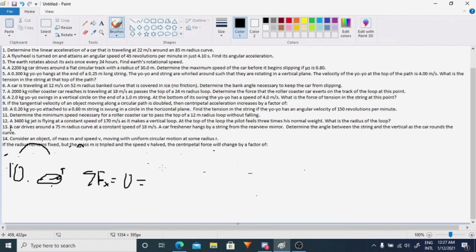It's just going to be tension, which is pulling the object to the left at this point. That's tension. And then force centripetal is the only thing pulling it to the right. So minus force centripetal, therefore tension equals force centripetal, which is the mass times AC, which is v squared over r.